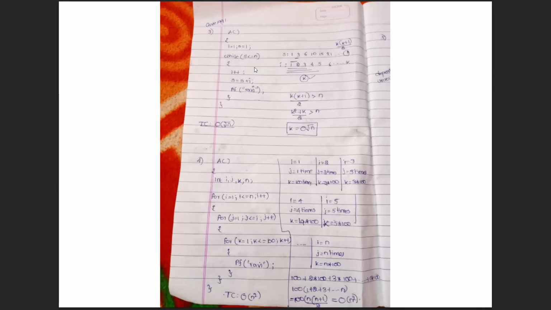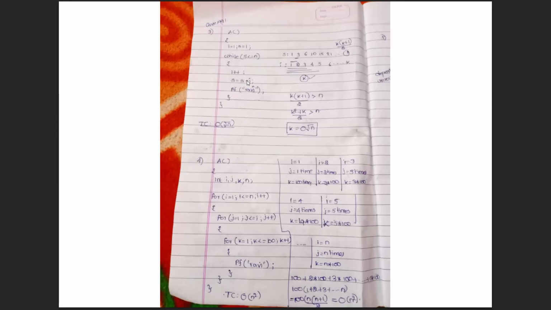So first, for i equal to 1. Here i is given as 1, s is 1, and s less than or equal to n. Yes, the condition is true. So whenever the condition is true, i plus plus, so the value of i will become 2. Then s equal to s plus i.